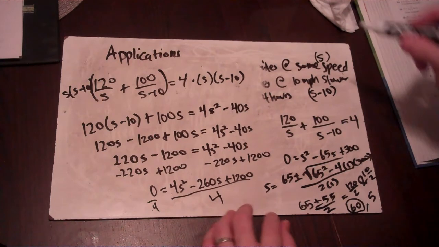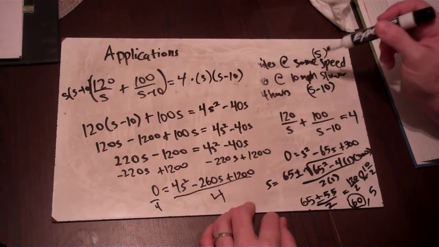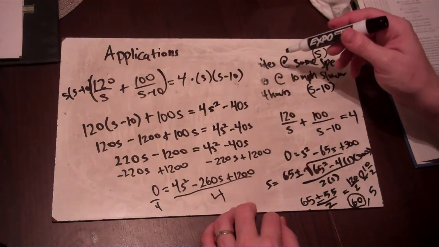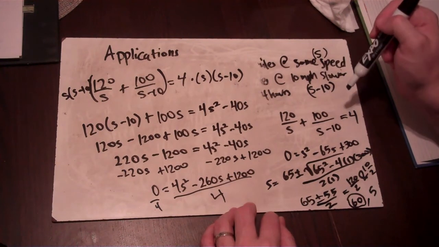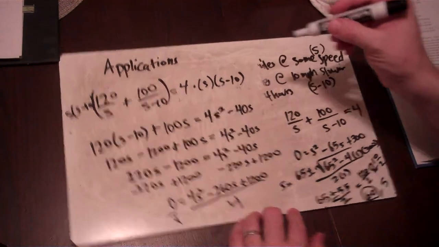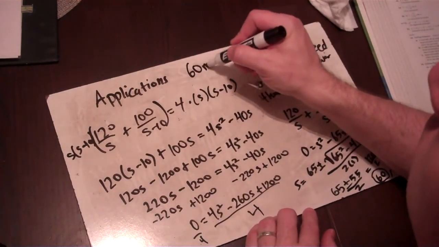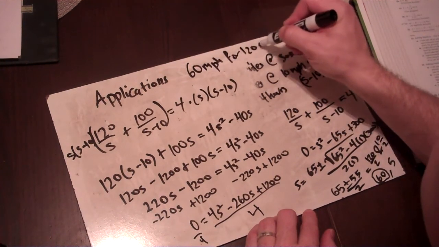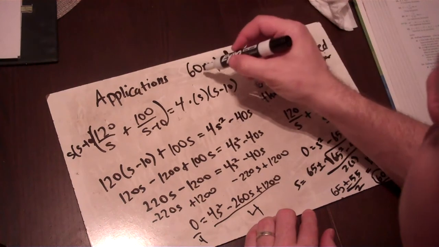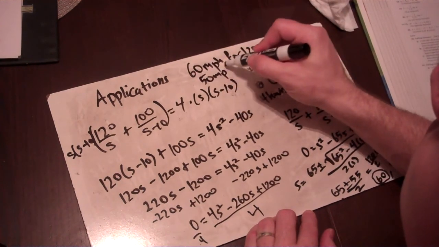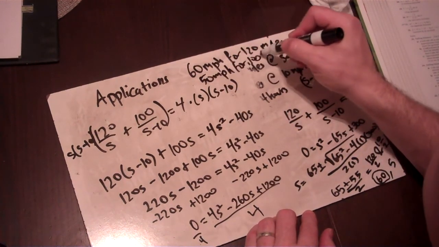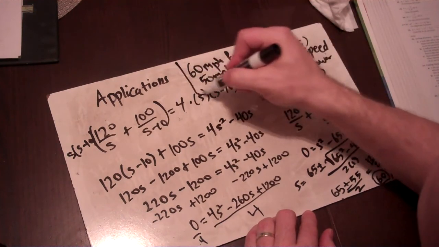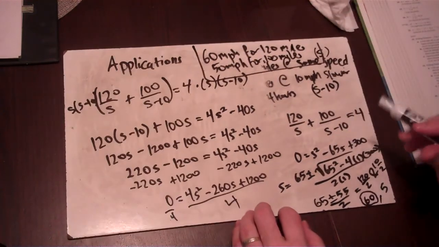Now that's what S is equal to. So if S is equal to 60, then she's going 60 miles per hour when she went 120 miles, and then she goes 10 miles per hour slower, 50 miles per hour, for the second part. So the answer is 60 miles per hour for 120 miles, and then 50 miles per hour for 100 miles. And so that's the final answer for this question.